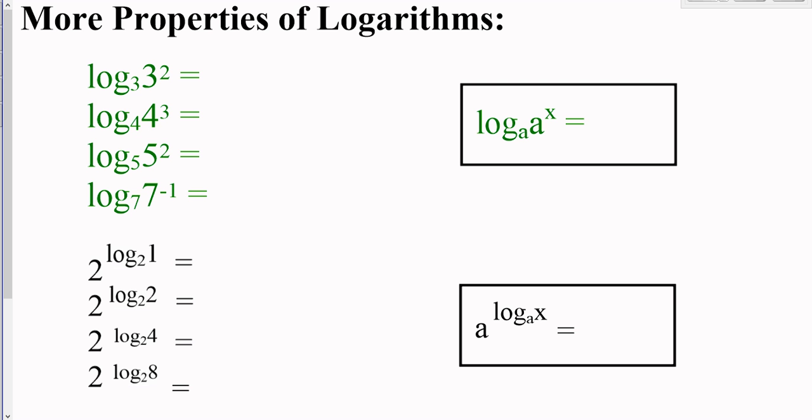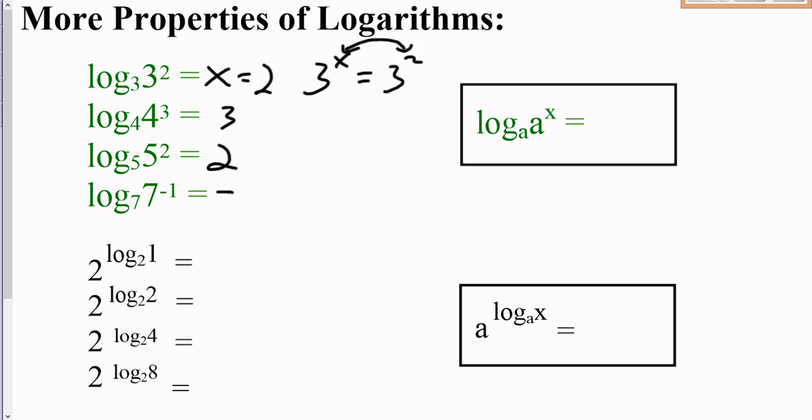Some other properties here that we should note: if we have something with a power here, say this is x, remember this is the same thing as saying 3 to the x is equal to 3 squared. Well, then that must mean that x is equal to 2. So those powers are the same. So our property here is if this base is equal to that there, then we have it equal to x.